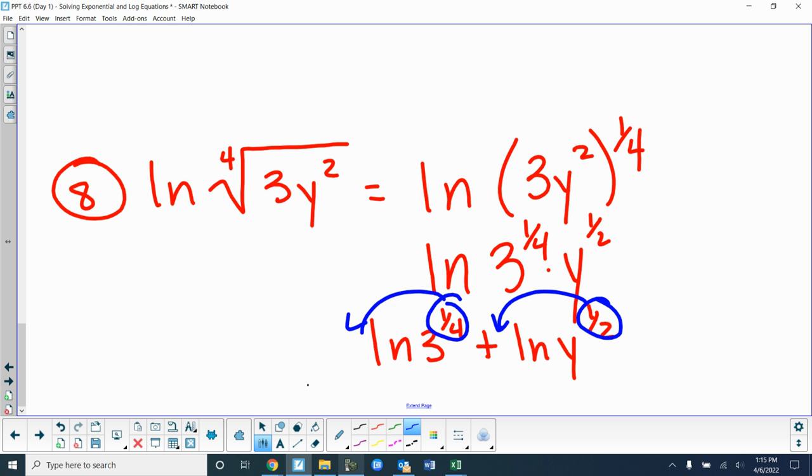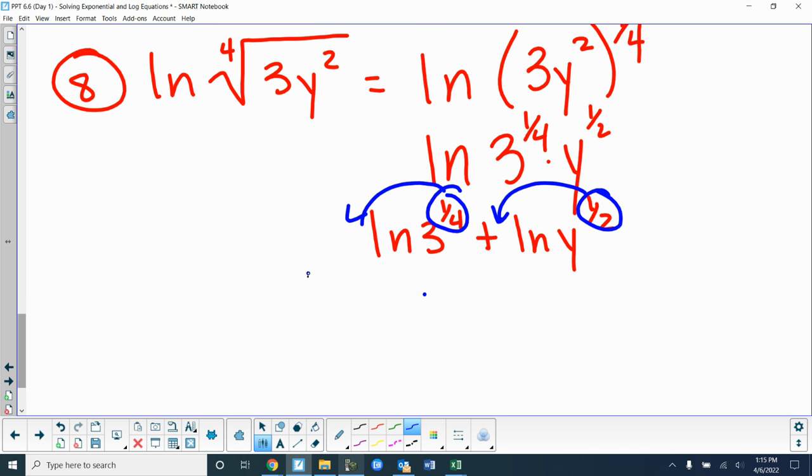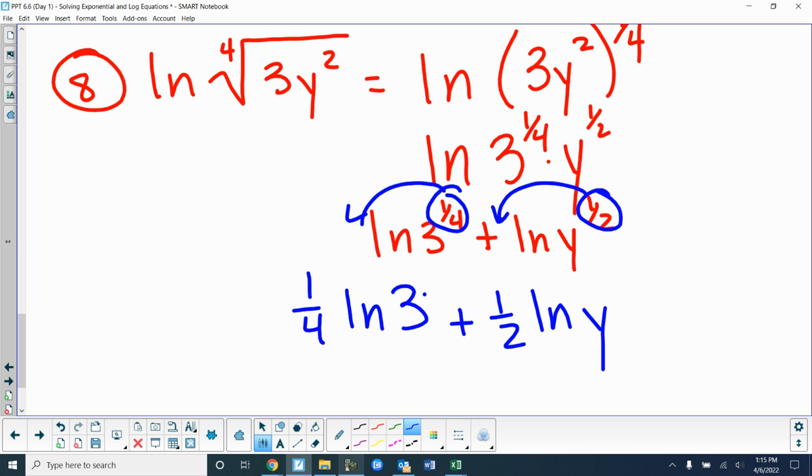So, my final answer for number 8, if I can get my page to go a little bit further, is 1/4 natural log of 3 plus 1/2 natural log of y. Okay? Are the expanding ones making better sense now? Yes or no? Start watching so you can answer yes or no. Okay, Piper? Okay. Thanks.